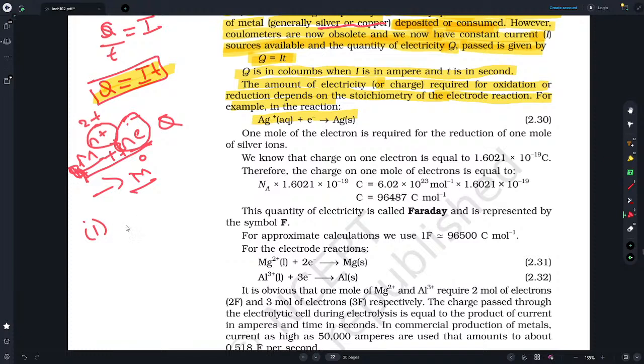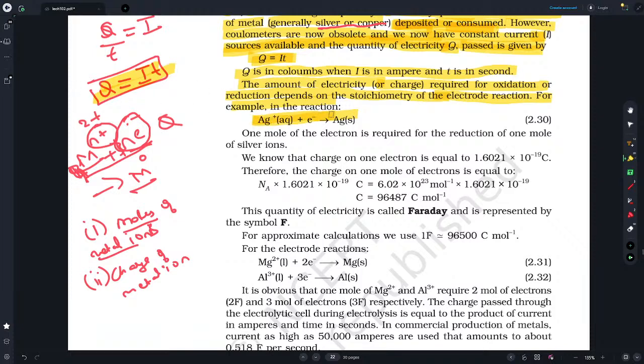The amount of charge required depends on, first, the moles of metal ions, and second, the charge of the cation, the charge of the metal ion. That's basically what they're saying.